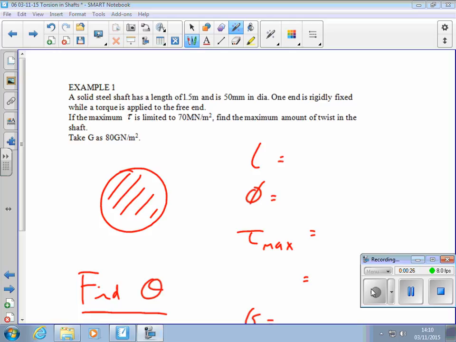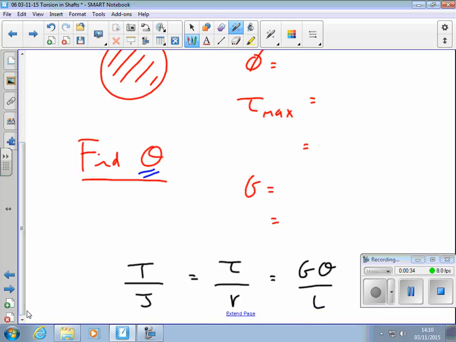Well, theta, which is what we're after, comes up in the torsion equations. If we write down the torsion equation, there it is. So we're going to need to know this ratio. This ratio is one that we're bound to have to use because it involves theta. So that means we need G and we need L, the other two things that are in that ratio. And then we're going to need one of the other two.